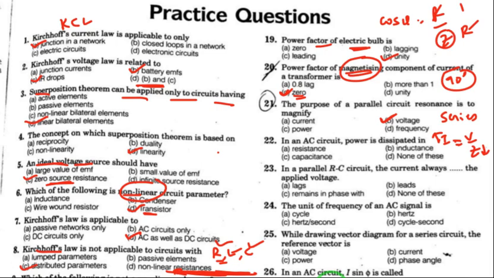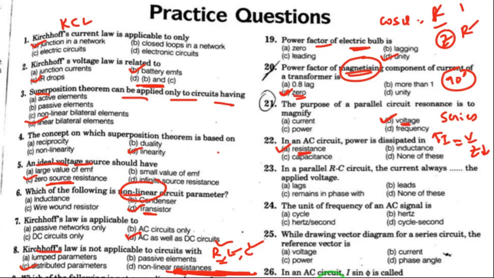Current will be magnified. In case of parallel, what happens? Voltage will be magnified. Okay. Next one. In an AC circuit, power is dissipated in resistance. Power is dissipated in only resistance. Inductance and capacitance are storage elements, no? So it is dissipated in only resistance.